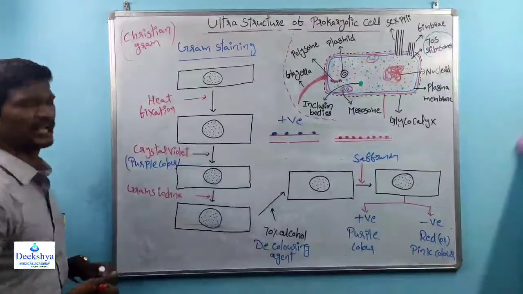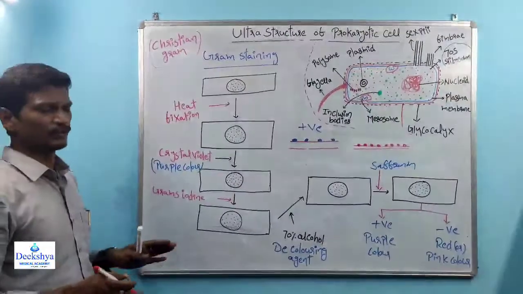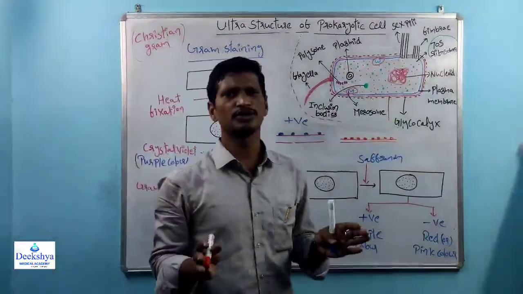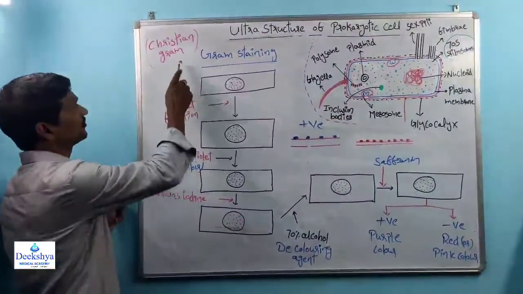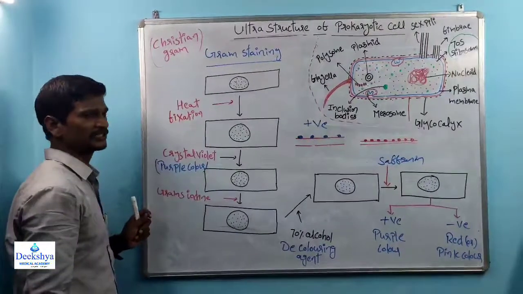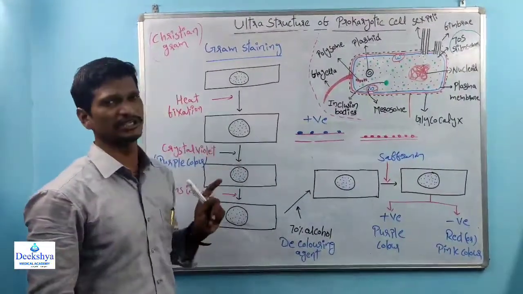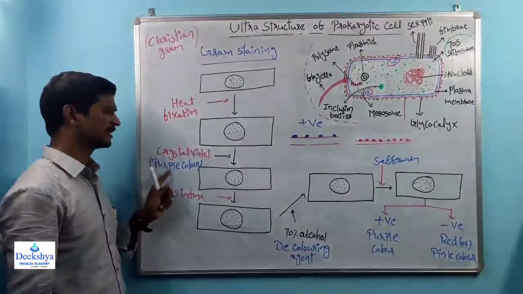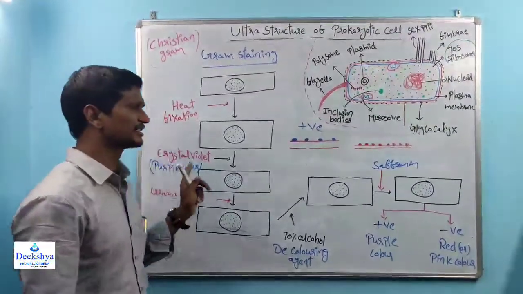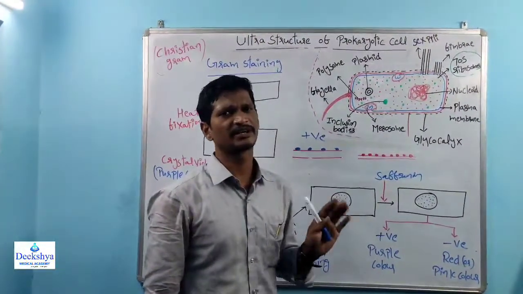So this is the gram staining process. By using this technique, we are separating the gram-positive and gram-negative bacteria. This technique was first introduced by the scientist Christian Gram. Remember, here we are using two types of stains. The very first stain is crystal violet, which exhibits purple color. The second stain is safranin, which exhibits red color.